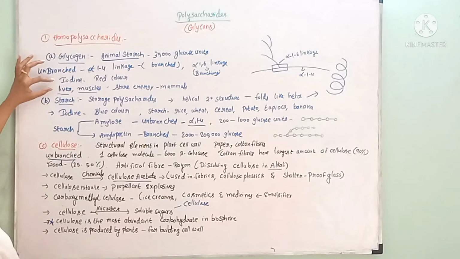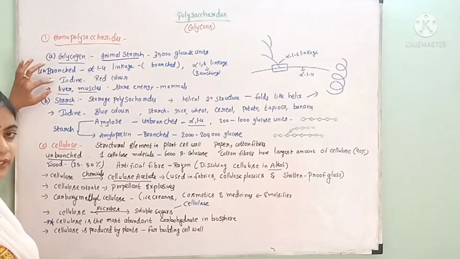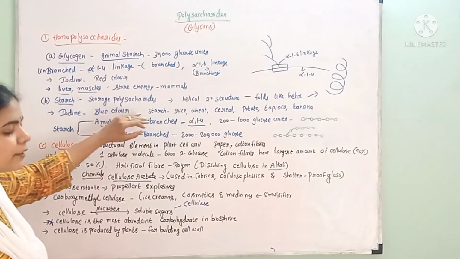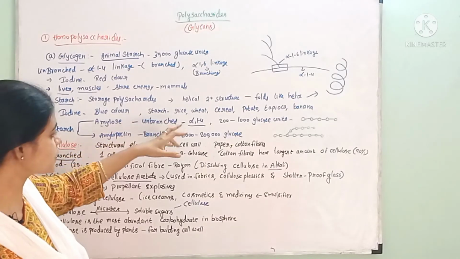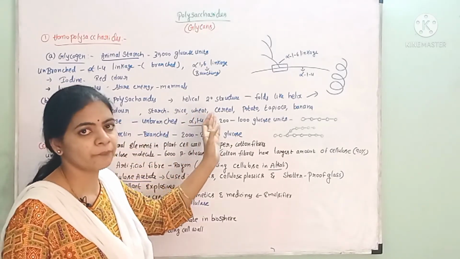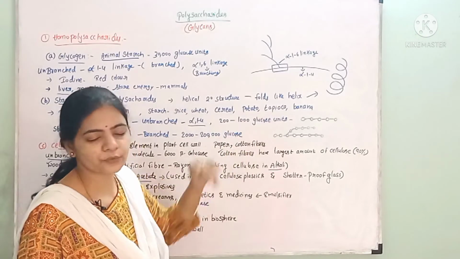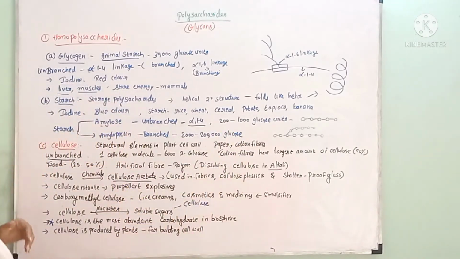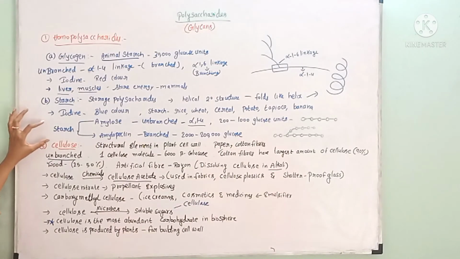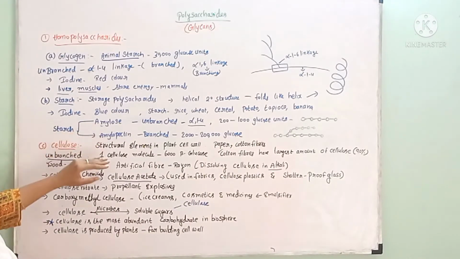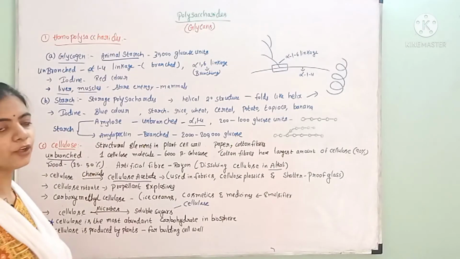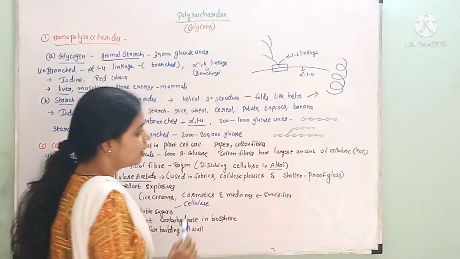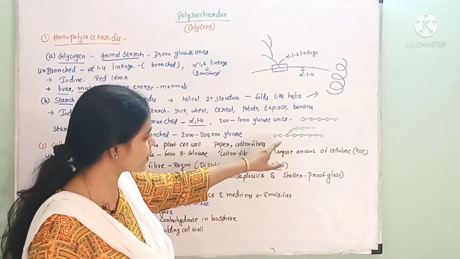What is the color given by glycogen when it is treated with iodine? It is red, whereas starch gives blue color. Starch is present in plants like rice, wheat, tubers, potato, tapioca, apple, banana. In all these, starch is present. And starch is in two forms: one is the amylose form and the second is the amylopectin form.